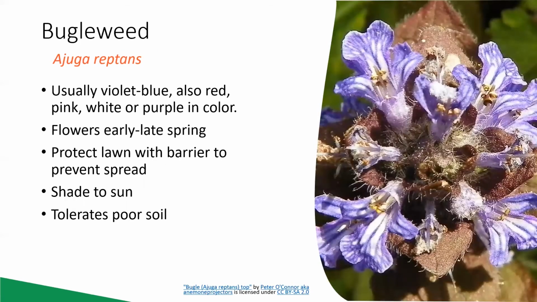The bugleweed is a plant that does have an aggressive tendency. You'll want to provide a border that it won't escape. It can encroach into your lawn, but there are many cultivars of this that have been developed, which can be utilized from shady areas to the sun, and very tolerant to poor soils.